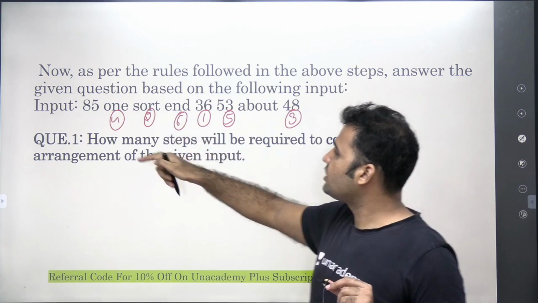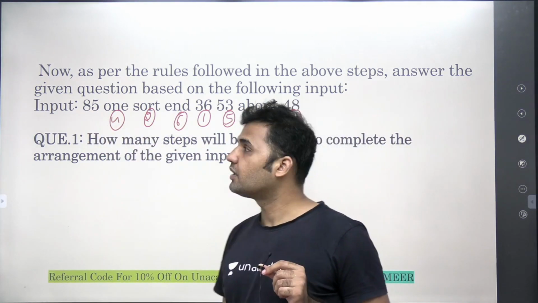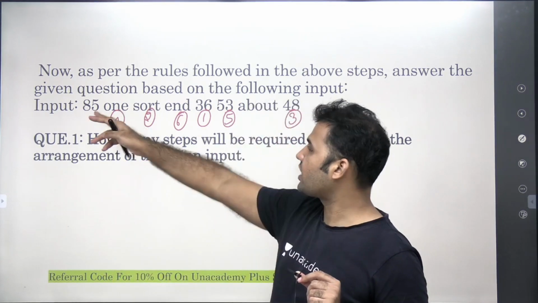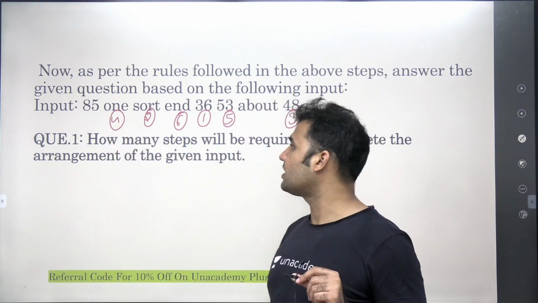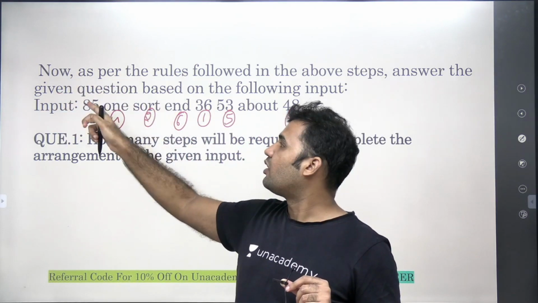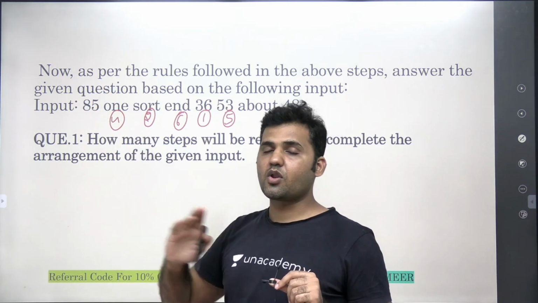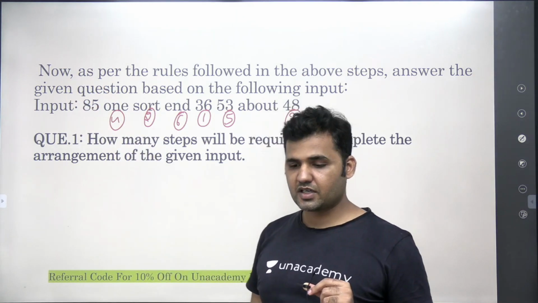Now, do I need to give rank 7 to 85? No. Why not? Why are you giving rank to all this? Why not give a new rank to 85? The reason is all the elements are moving on the left hand side. Now, do you see any element which is present on the left hand side of 85? No, no element is present on the left hand side of 85.